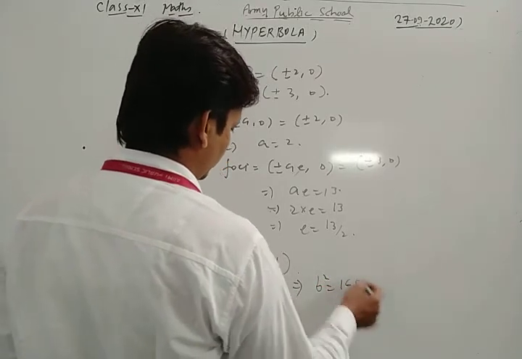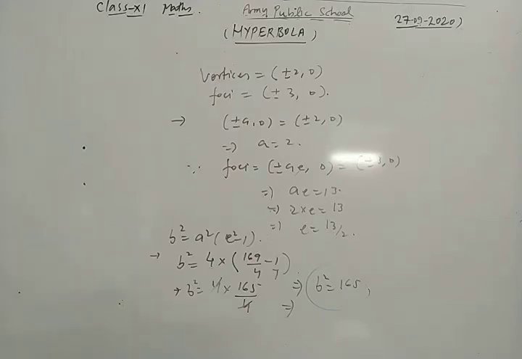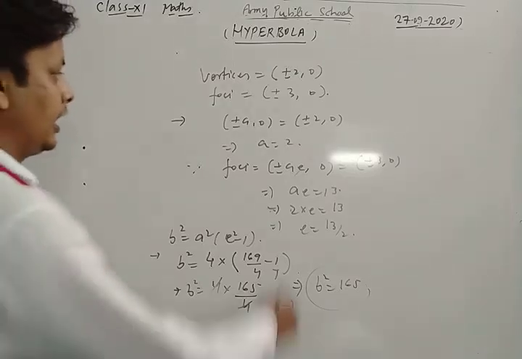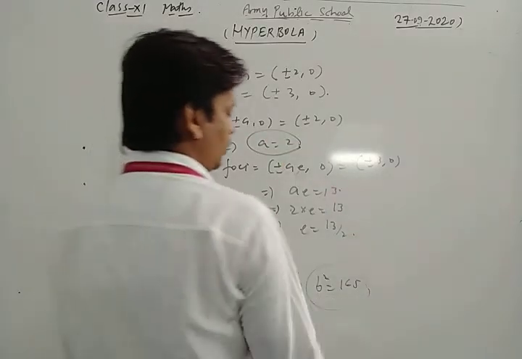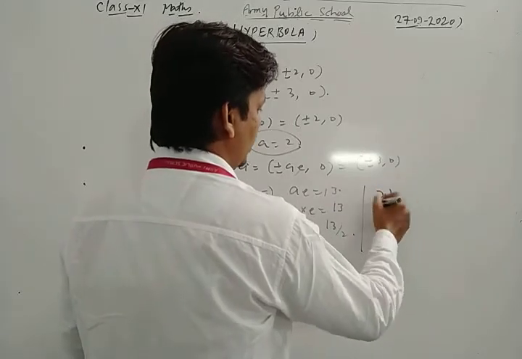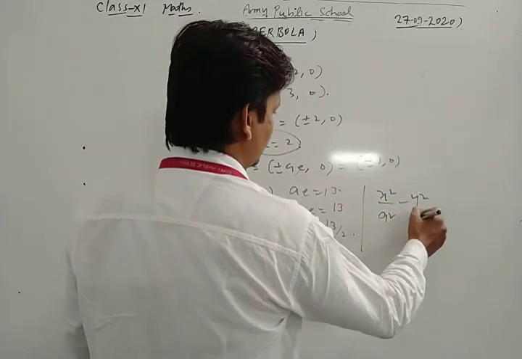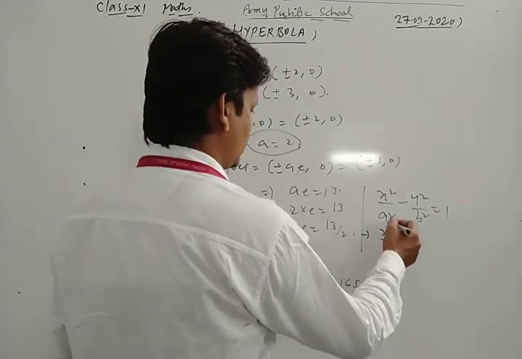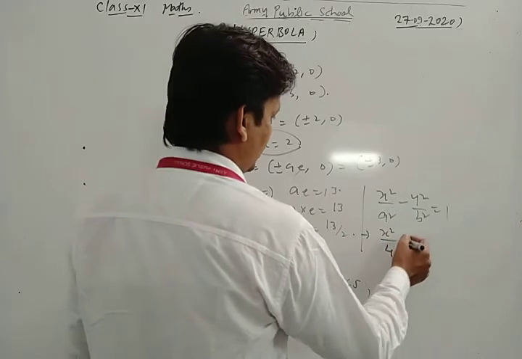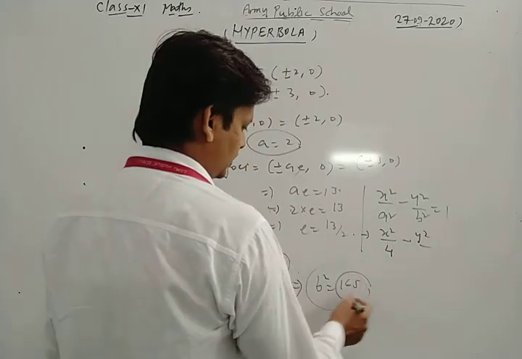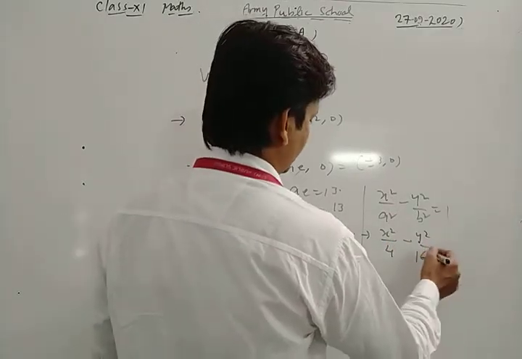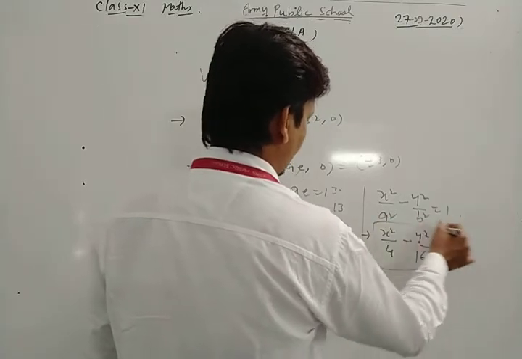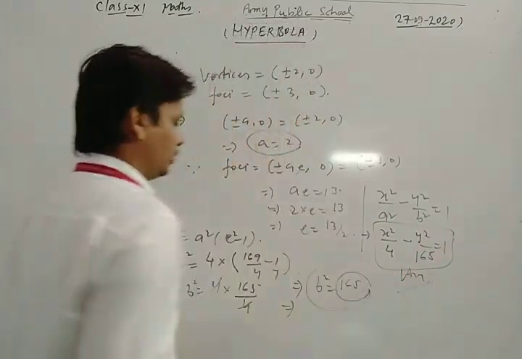So in this way we get the value of b square, and we have the value of a. Now the required equation of the hyperbola is what? X square upon a square minus y square upon b square is equal to 1. Now here we put the value of a square as 4, minus y square, the value of b square as 5, is equal to 1. This is our required equation of the hyperbola.